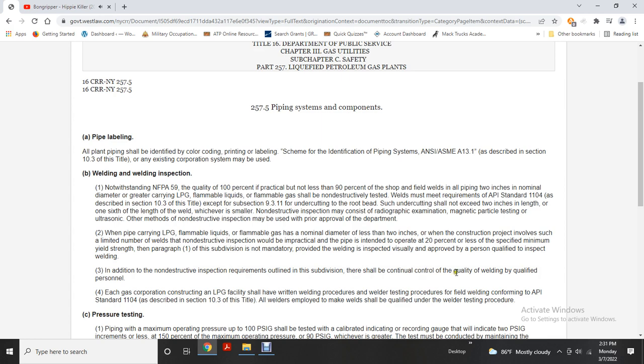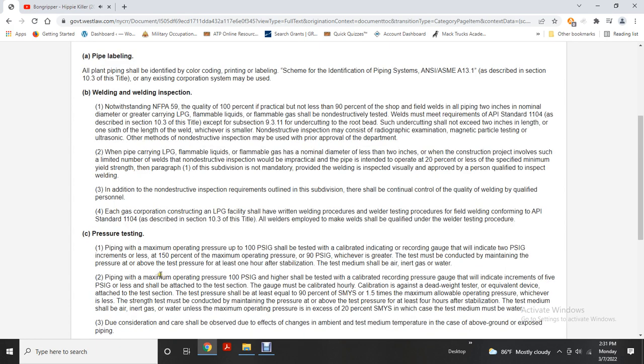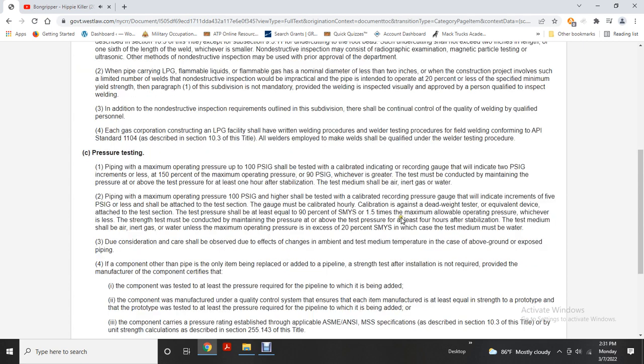There should be continual control over the quality of the welding, the qualified procedure, and its personnel. Each gas corporation constructing a liquid petroleum gas facility shall have a written welding procedure and welding test procedure, with field welding conforming to American Petroleum Institute 1104, described in section 10.3 of this title. All welders making the welds should be qualified under the welding testing procedure.